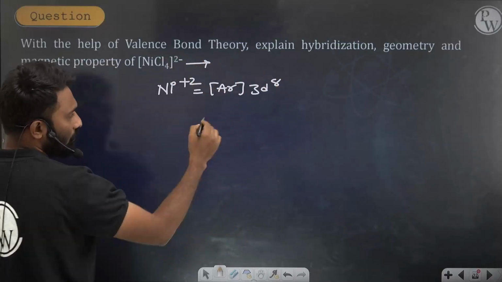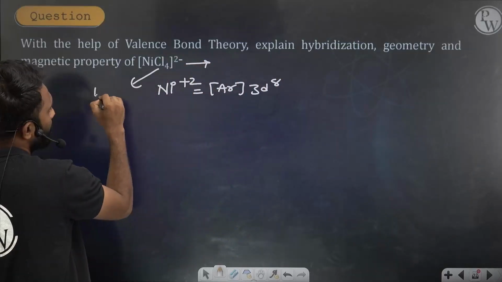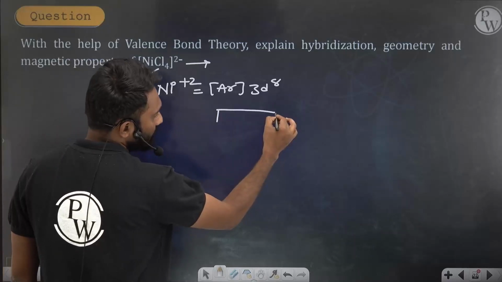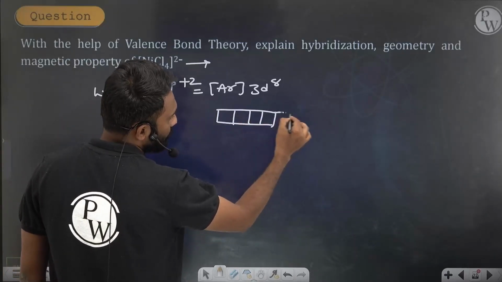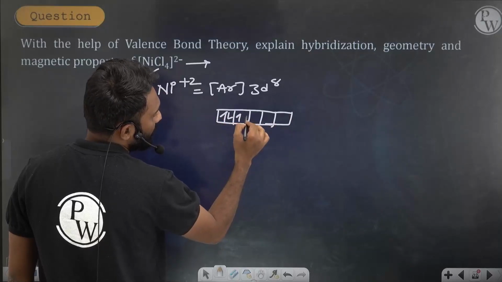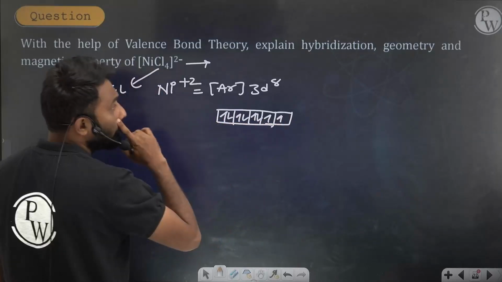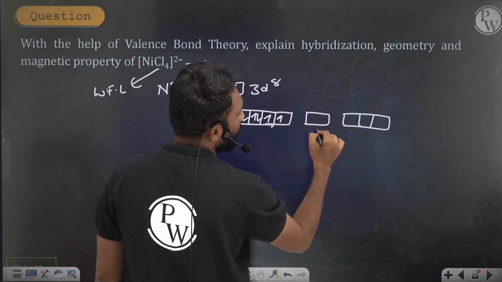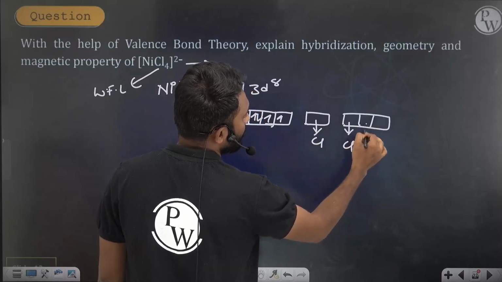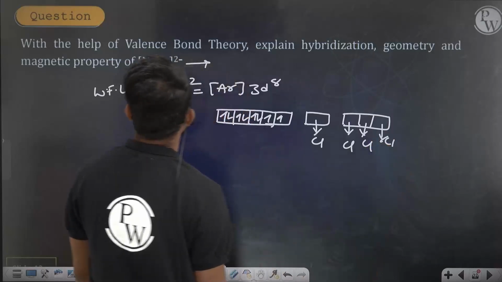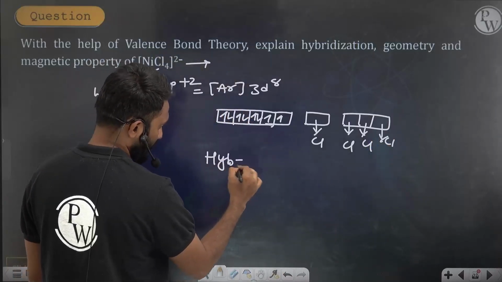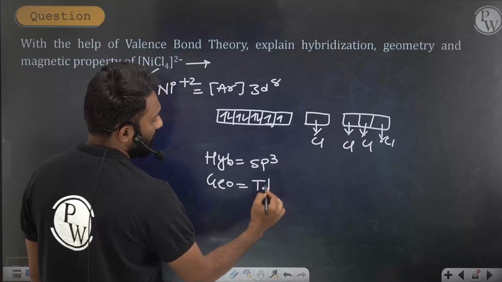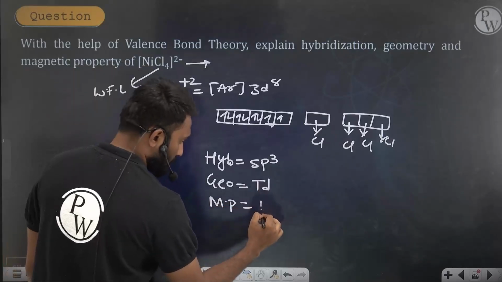But chlorine is a weak field ligand always. This is the weak field ligand. When the chlorine is a weak field ligand, then no pairing happens. When no pairing happens, now what is the hybridization? Tetrahedral. Here one chlorine, one chlorine, one chlorine, one chlorine. Hybridization is sp3. Geometry is tetrahedral. Now magnetic property is paramagnetic.